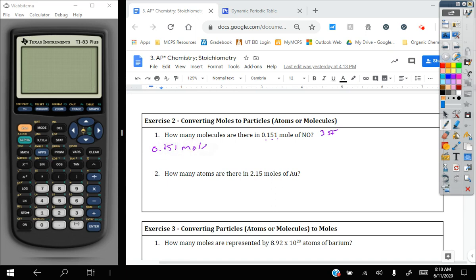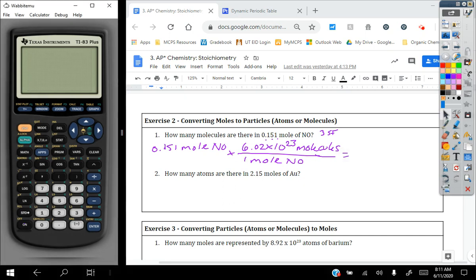So I've got 0.151 moles of NO, and I want to find how many molecules there are. So if I'm starting in moles, I need mole on the bottom so that it cancels, and I need my Avogadro's number on top. Now, there is no easy abbreviation for molecules, unfortunately. There is an easy abbreviation for mole. You can just leave the E off and write MOL. But for molecule, there's no easy abbreviation. So yes, you do have to write out the word molecules when setting up your dimensional analysis.